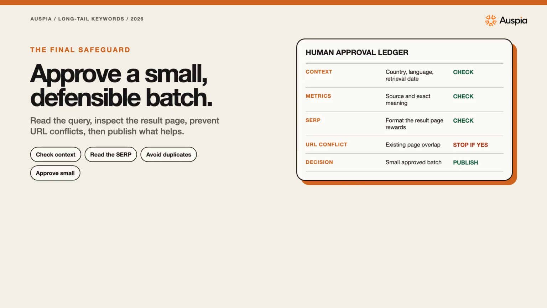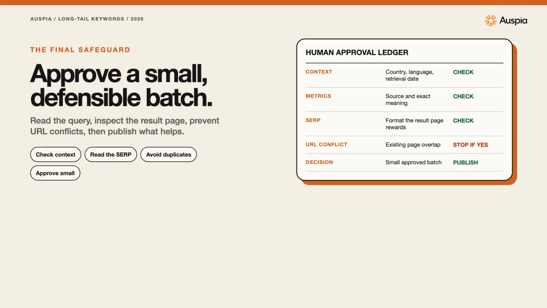Auspia fits after research as a page readiness and SEO or AI search visibility toolset. It is not presented here as a provider of keyword volume, CPC, paid competition, or keyword difficulty data.